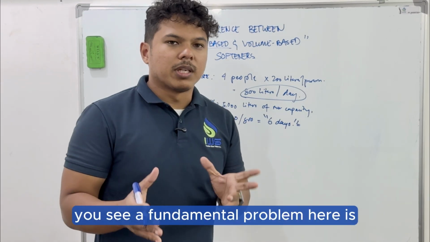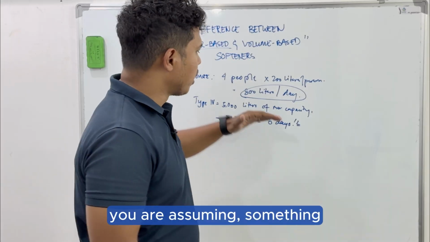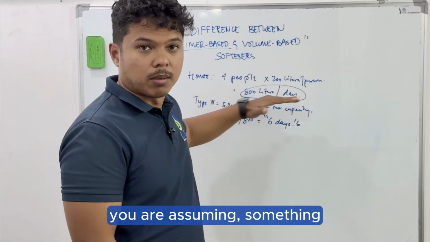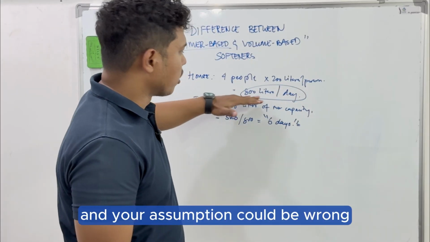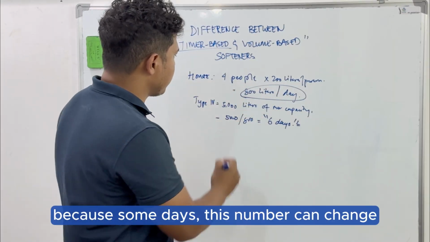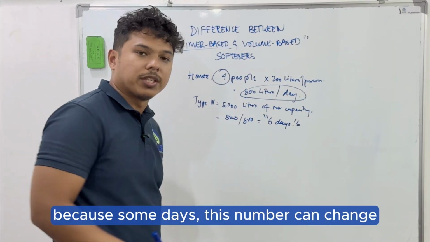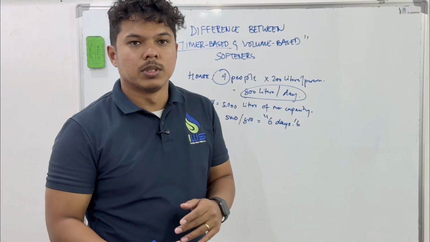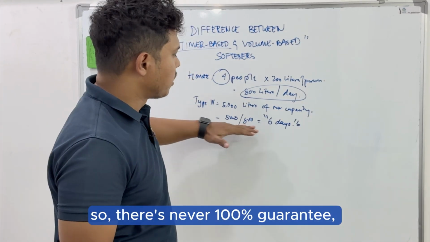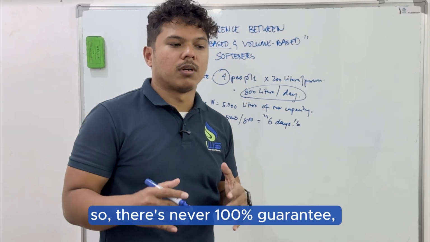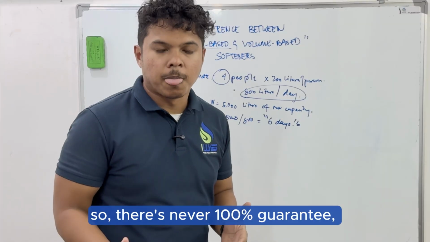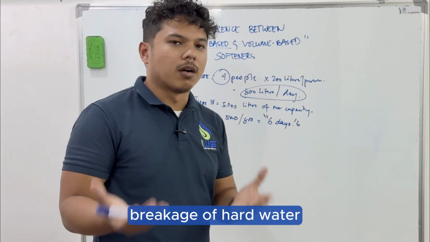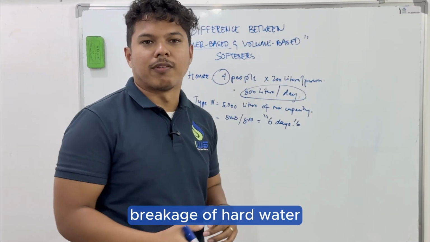You see, a fundamental problem here is you are assuming something. And your assumption could be wrong because some days this number can change. Some days it could go high, some days it could go low. So there's never a 100% guarantee that you might not have breakage of hard water.